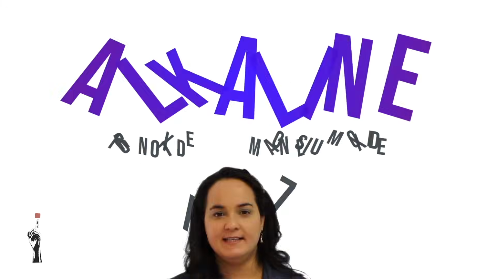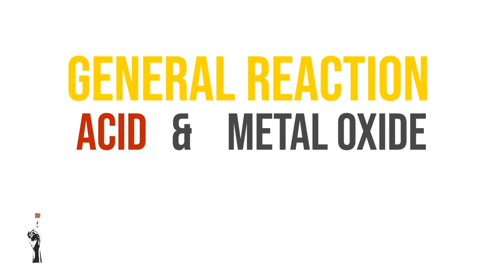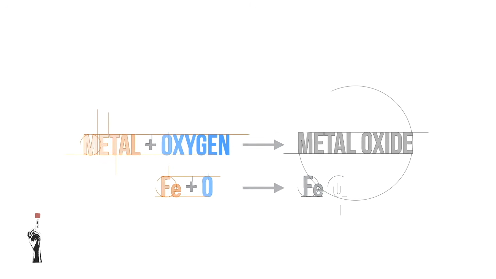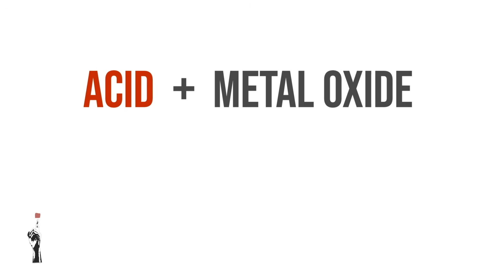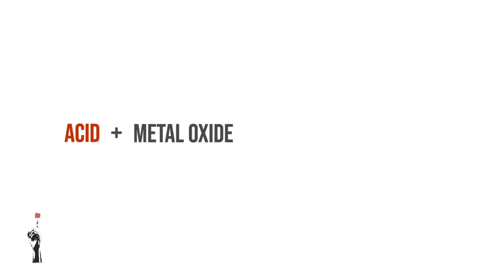So let us investigate the general reaction between an acid and a metal oxide. Remember, a metal oxide forms when a metal reacts with oxygen, such as iron reacting with oxygen to form iron oxide. When an acid reacts with a metal oxide, the products that form are water and a salt. Therefore, the general equation would be: acid plus metal oxide, the arrow to show that a chemical reaction is taking place, salt plus water.